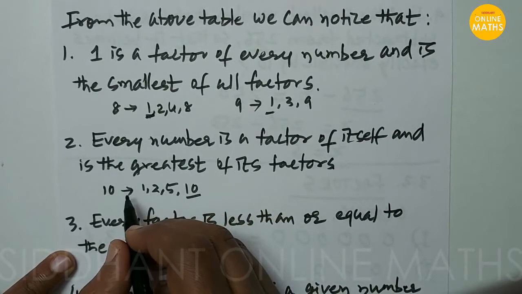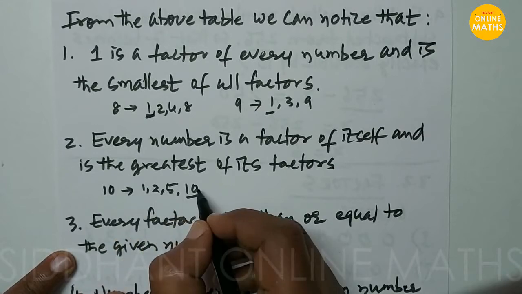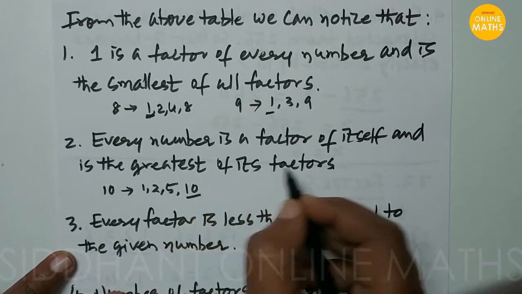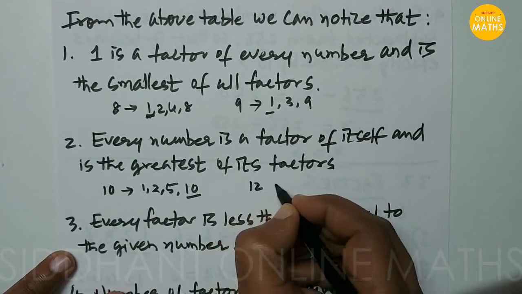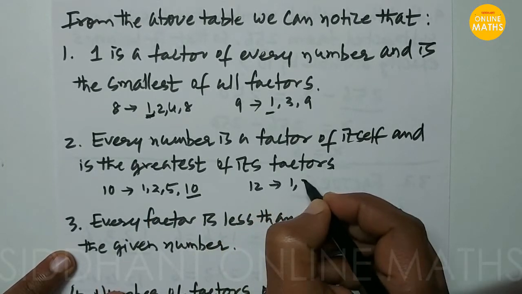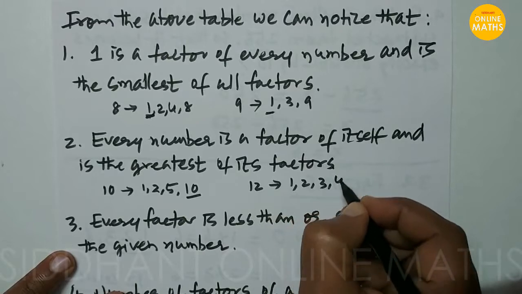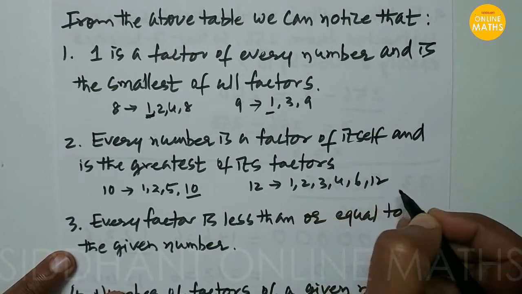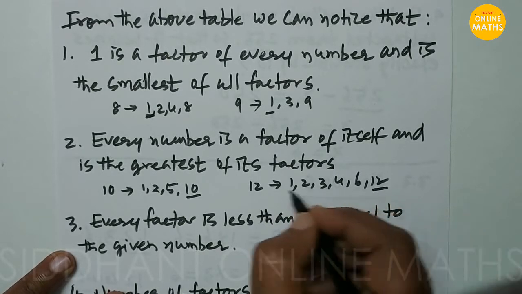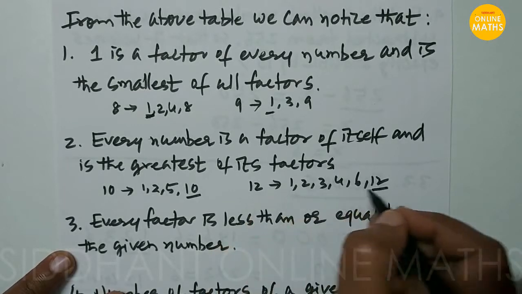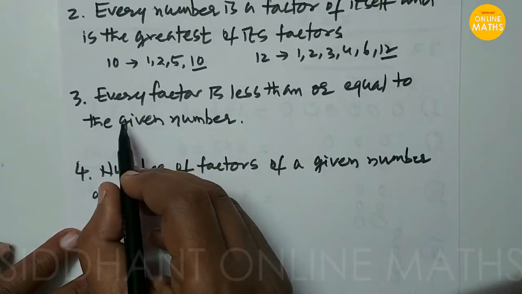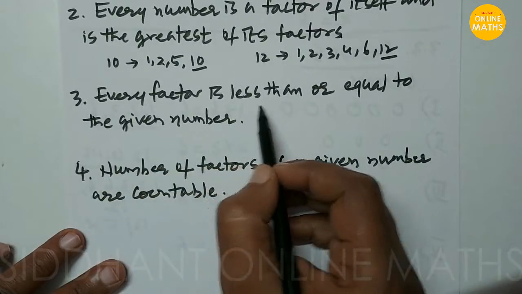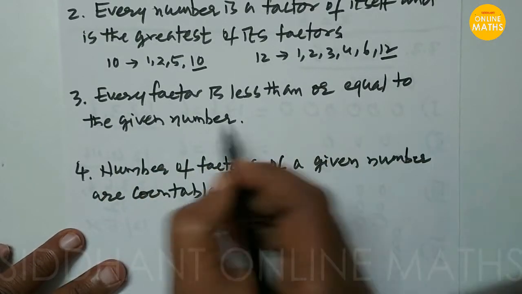So the same number, that means the number itself acts as the greatest factor of all factors. Now suppose you take 12 here. So 12, again we have numbers like 1, 2, 3, 4, 6, 12 here, and 12 itself is a factor of 12, and among all these things, 12 will be the greatest factor.